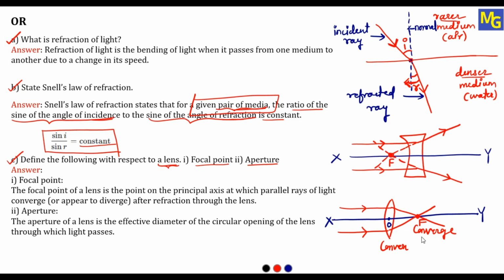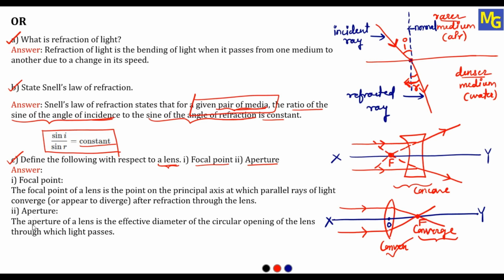So this is converge in case of a convex lens, this is diverge in case of a concave lens, and therefore the definition is like this. The focal point of a lens is the point on the principal axis at which parallel rays of light converge in case of a convex lens, or appear to diverge in case of a concave lens, after refraction through a lens. So this point is called the principal focus or focal point. I hope you understood this definition.